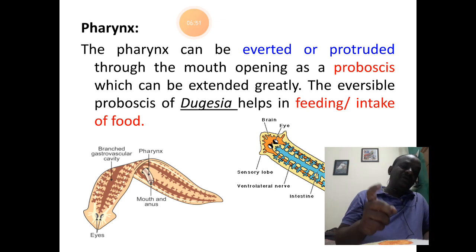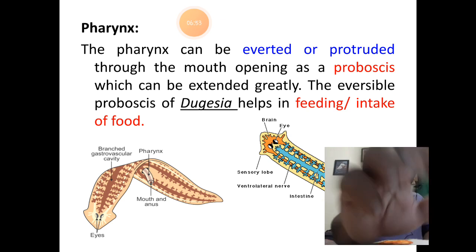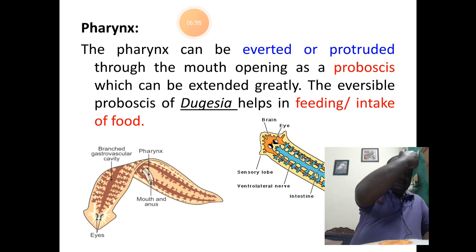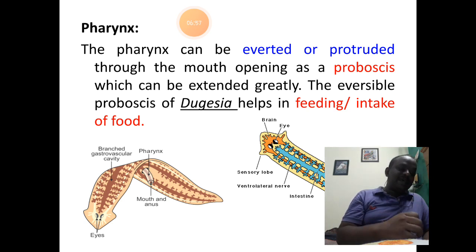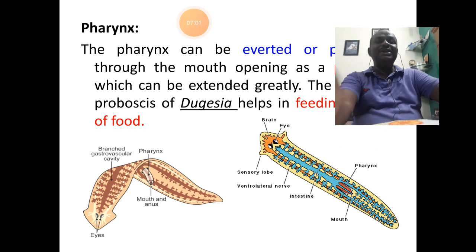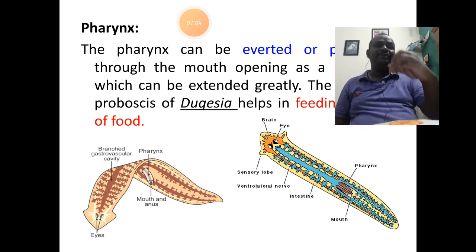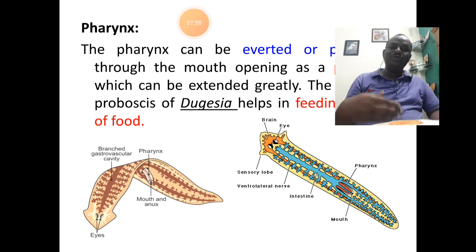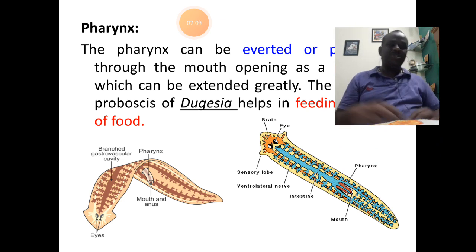Down in the picture, you can see towards the left side the proboscis, and towards the right side you have the diagram showing the structure of the mouth and pharynx within the body. So one is protruding out, one is resting back in its original position.